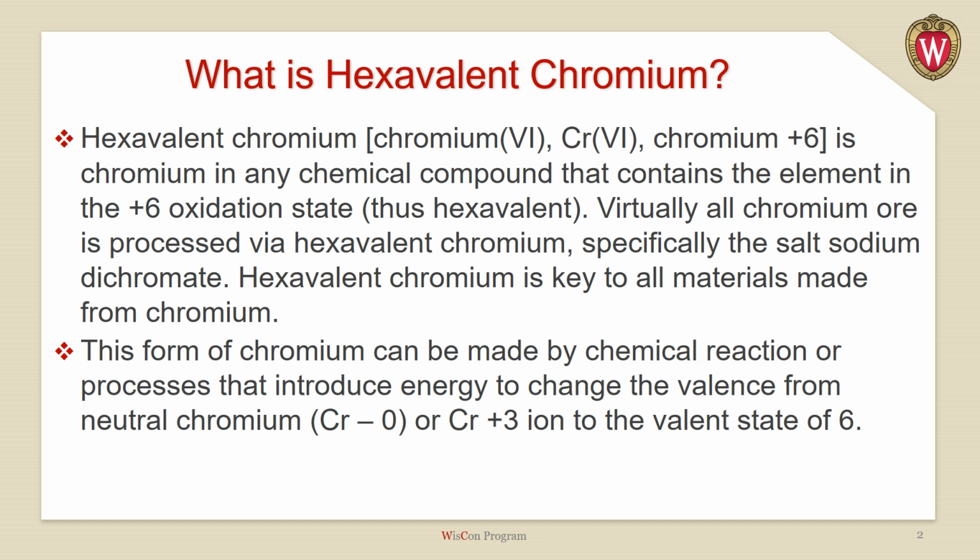This form of chromium can be made by chemical reaction or processes that introduce energy to change the valence from neutral chromium or chromium 3 ion to the valence state of 6.